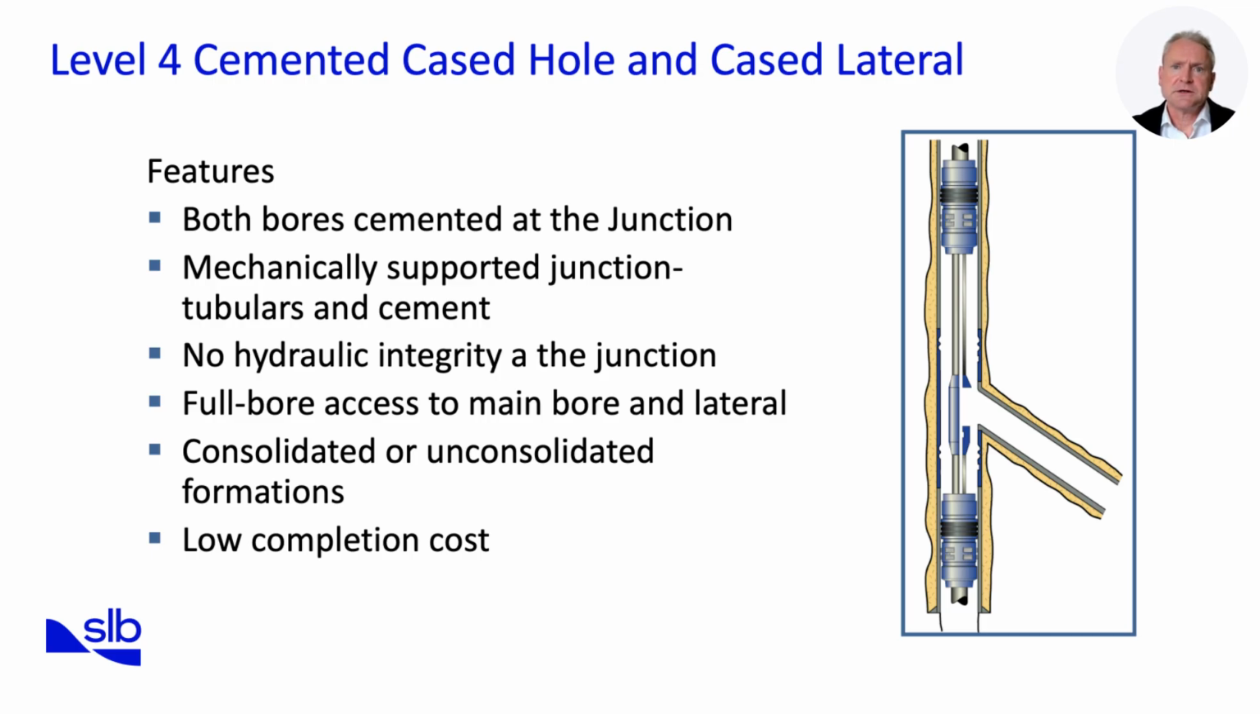In the schematic on this slide, you'll see both the lateral and main bore represented with casing and cement around the junction. The presence of cement highlights how stability has improved compared to earlier levels. Level 4 is widely considered a practical compromise, greater security than open lateral designs, but less costly than the fully isolated systems. Next, we'll step into Level 5, where hydraulic integrity is achieved.